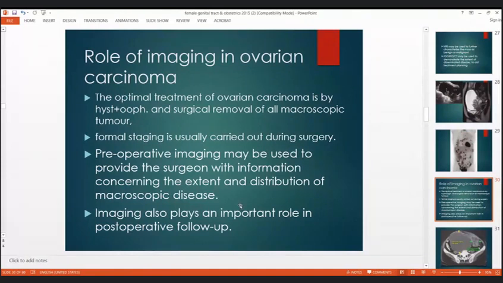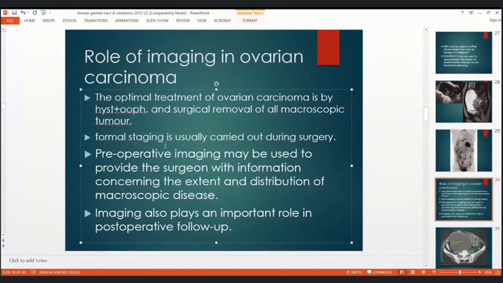Preoperative imaging may be used to provide the surgeon with information concerning the extent and distribution of macroscopic disease. Imaging also plays an important role in post-operative follow-up. Okay, so preoperative imaging will guide the surgeon. It does not replace staging; the best staging is done at surgery and by pathologic evaluation.